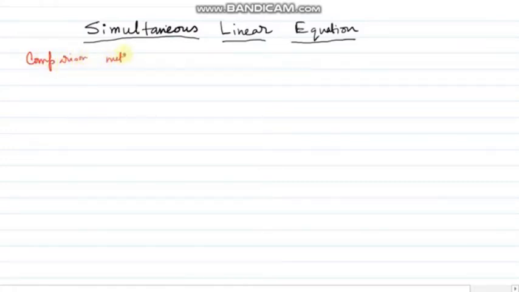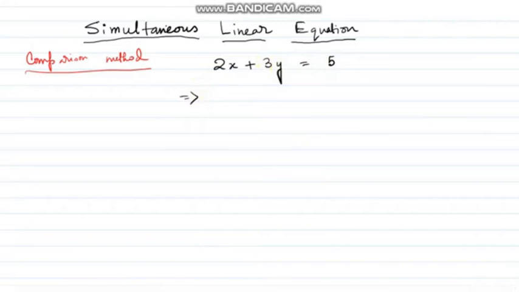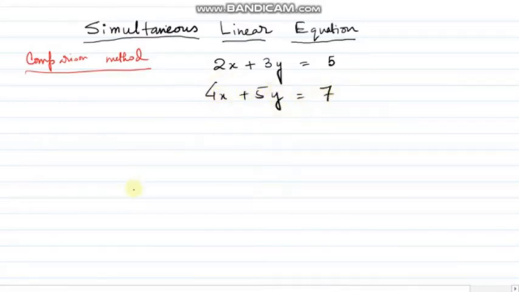So what do we do in the comparison method? Suppose we have two equations: 2x plus 3y equals 5, and another equation, random equations I am taking, 4x plus 5y equals 7. In the comparison method, from both equations we will find the value of one variable, any one variable I will choose, with respect to another variable.